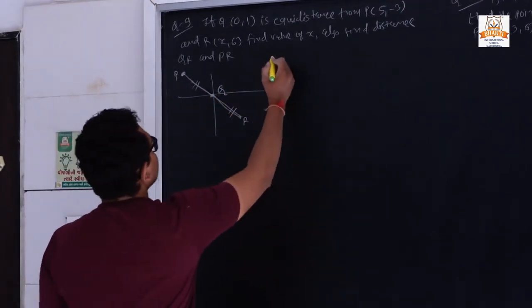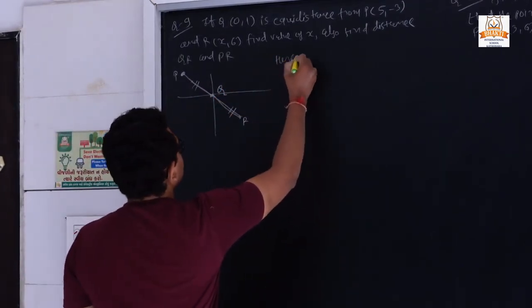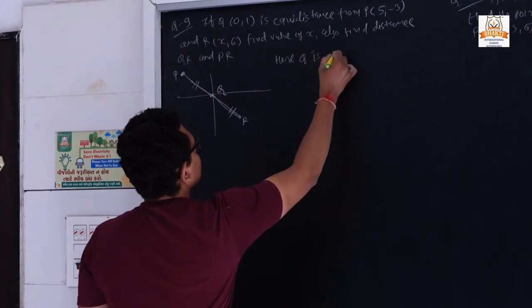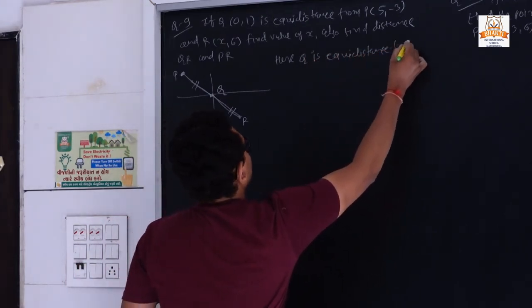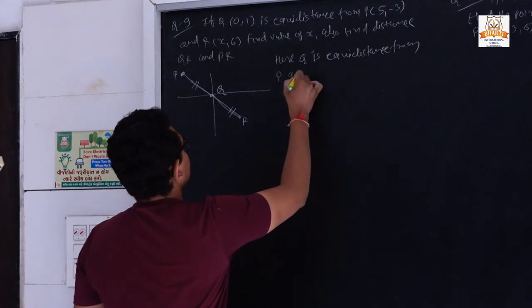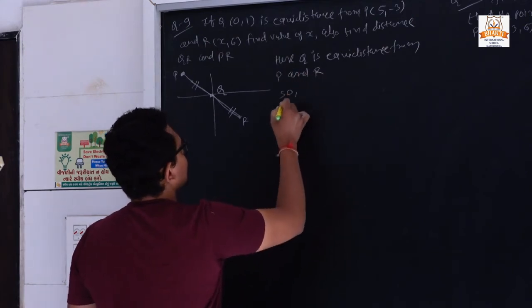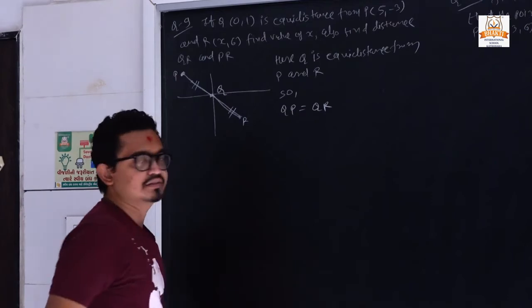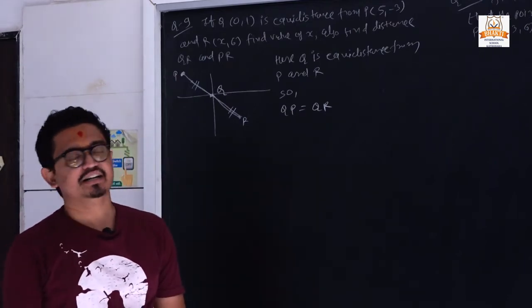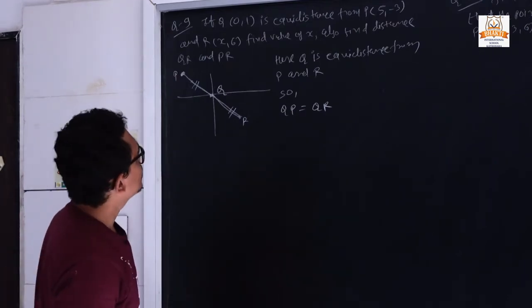So we can start. Here Q is equidistant from P and R. So we can write QP is equal to QR. Clear? What we can write? QP is equal to QR.